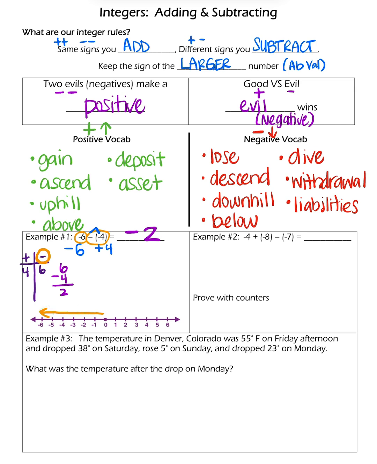So now that I kind of tested it out, let's go back in. I'm starting at that 6 now, going back 4 spaces. And where did I end up? Right there at negative 2. So my number line and my answer are matching. So that's just one way we can use that number line to double check ourselves. All right, let's check out our next example.